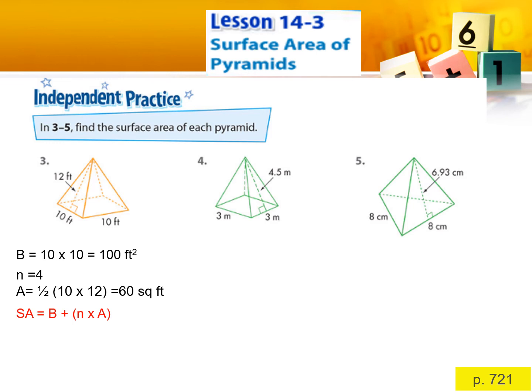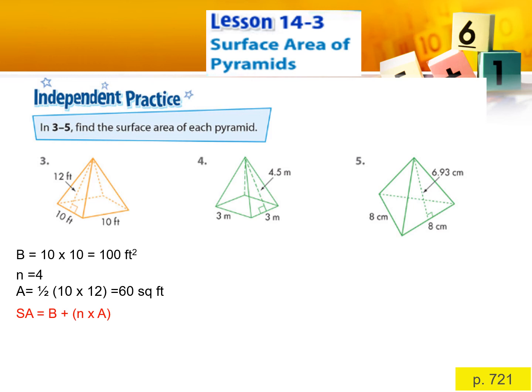So we will use the formula 1/2 times the base times the height. The given base here is 10 and the given height is 12. Multiply 10 and 12, you will get 120, then half of it. So the answer is 60 square feet.